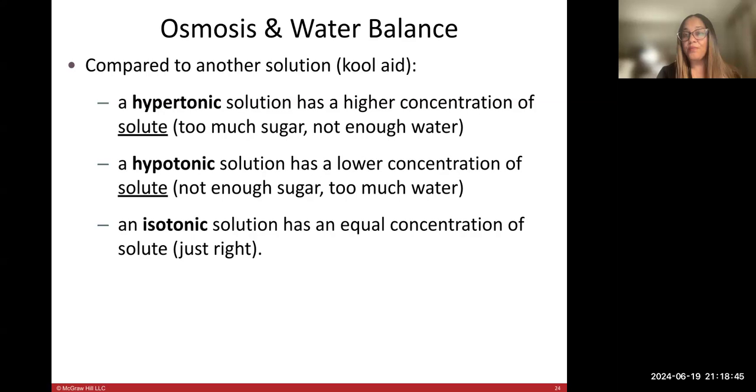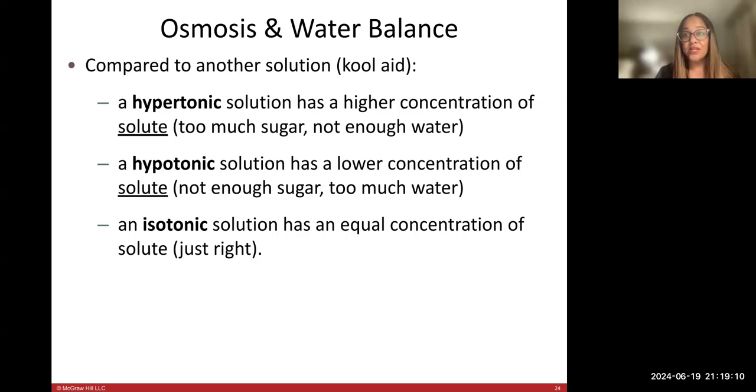Osmosis and water balance. So we use these three words, hypertonic, hypotonic, and isotonic, when we talk about solutions. And I like to liken it to Kool-Aid because it's a little easier to understand. A hypertonic, you know what a hyper child is? They have too much energy. So a hypertonic solution has a higher concentration of solute. In a Kool-Aid solution, that would mean way too much sugar and not enough water.